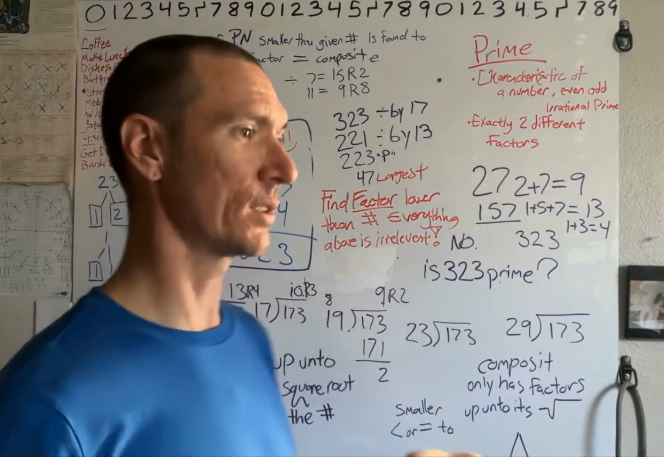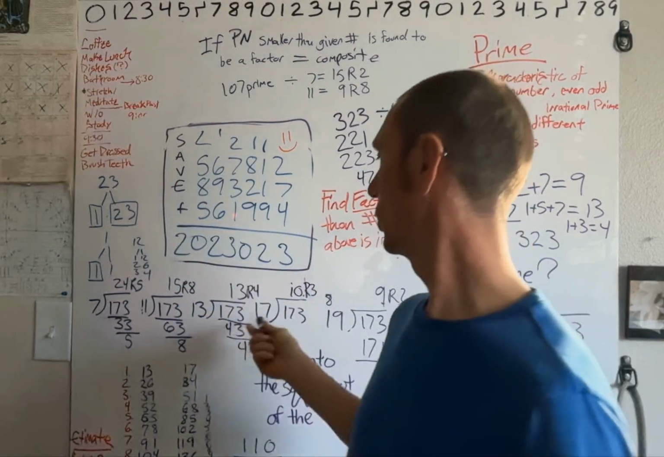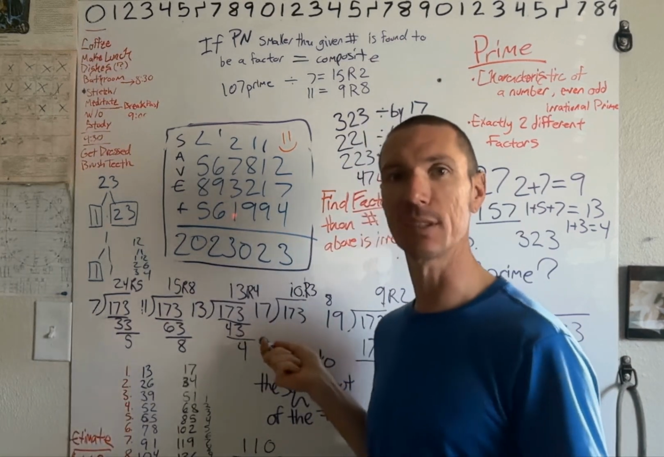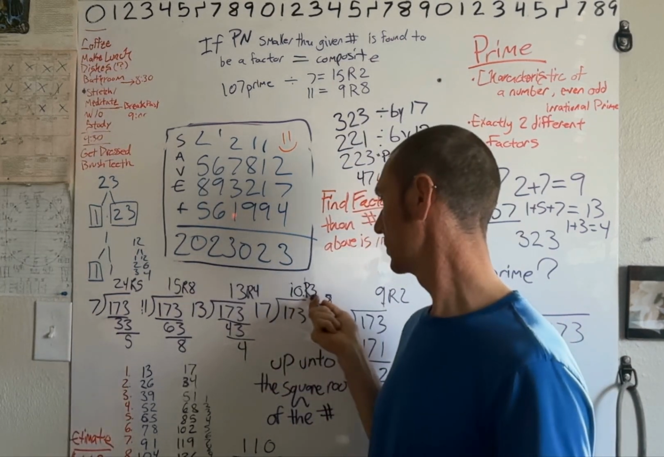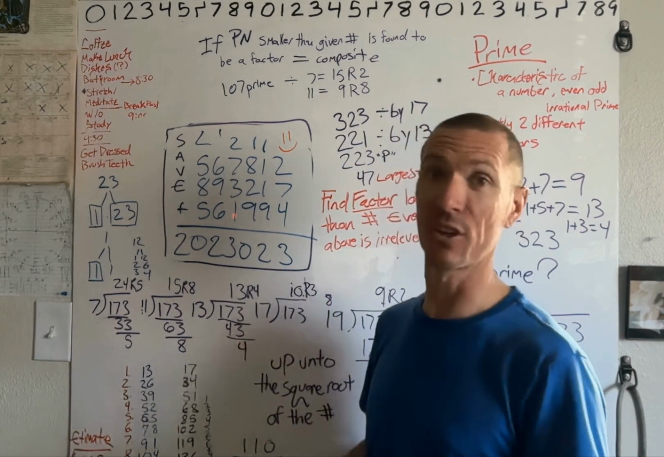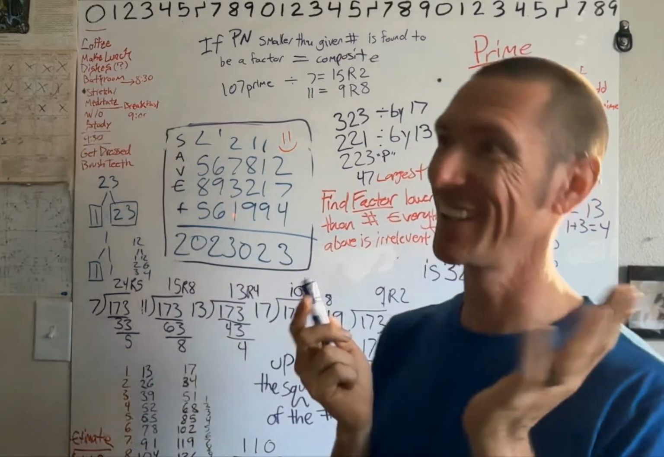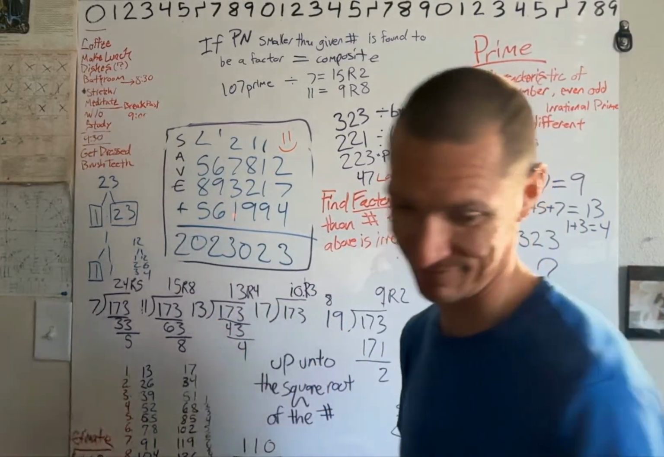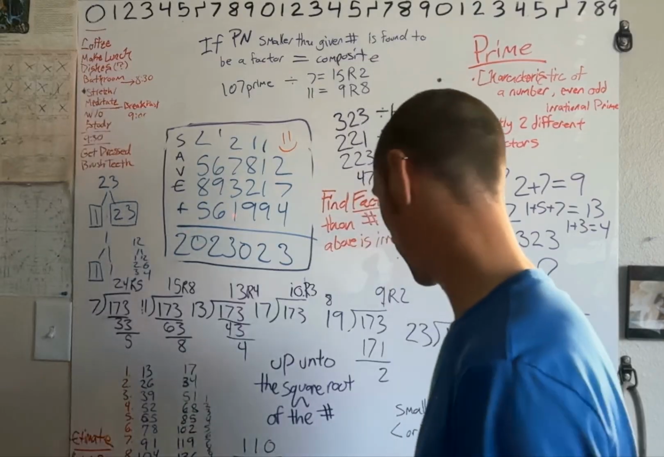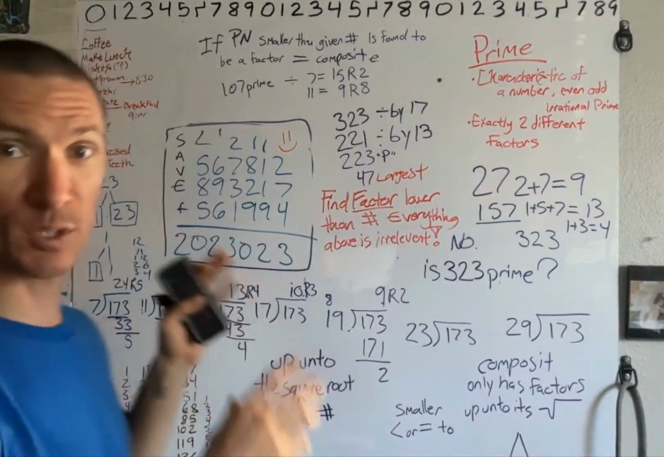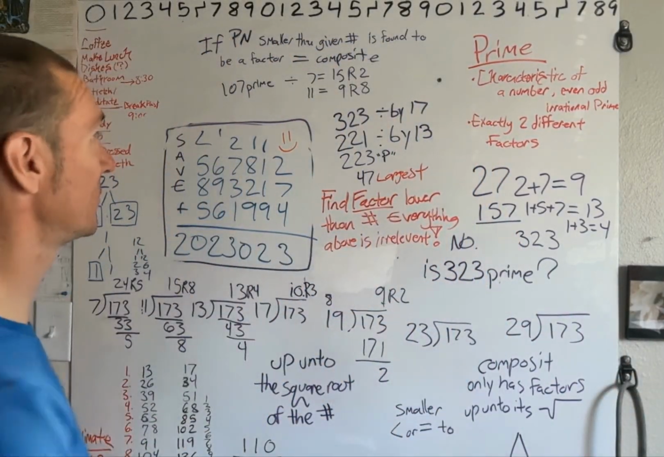But the book doesn't explain why you stop once the quotient is smaller than the divisor. The book doesn't explain that. And so, this is just me from last night.